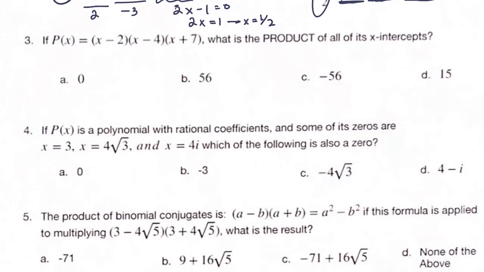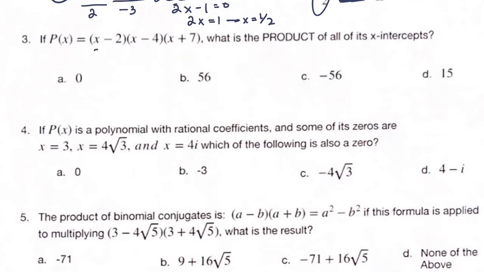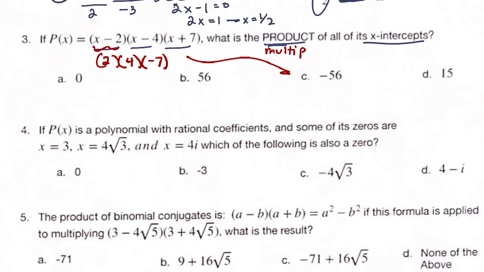Question 3. If p of x has those factors, what's the product of its x-intercepts? X-intercepts are the same as the zeros, so the solution here, the zero, is 2. X minus 4 gives us 4. X plus 7 gives us -7. And if we multiply them, that's what product means, multiply. That gives us -56.